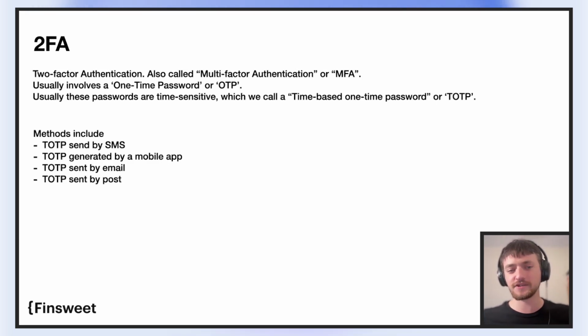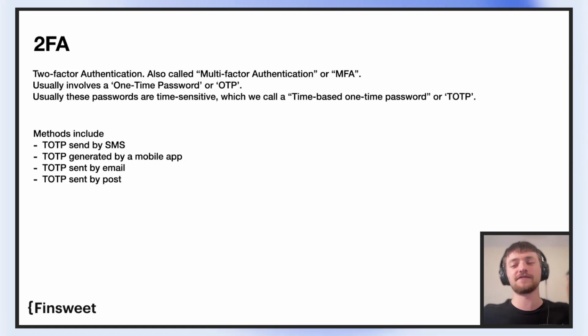There are many methods for sending these out. Common ones are SMS, generated on a mobile app, or sent by email. Sometimes it'll email you, here's your six-digit code, and you copy and paste that into the app. Sometimes they're done by what we call magic links, where you just click the link and the rest is handled in the background. You don't have to actually copy and paste anything. And they are occasionally sent by post, believe it or not.